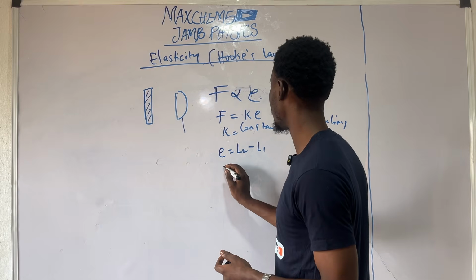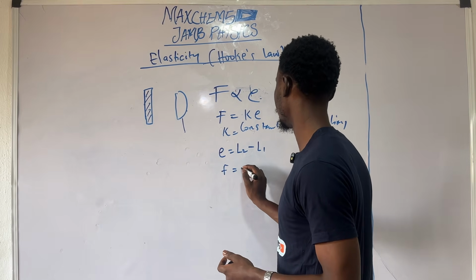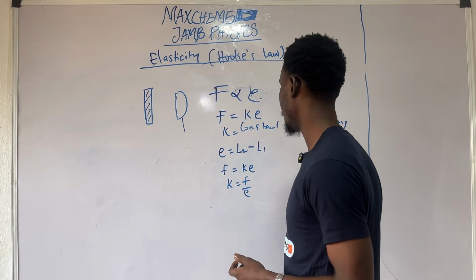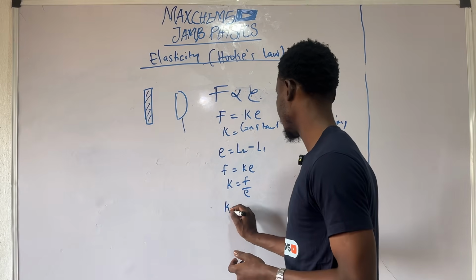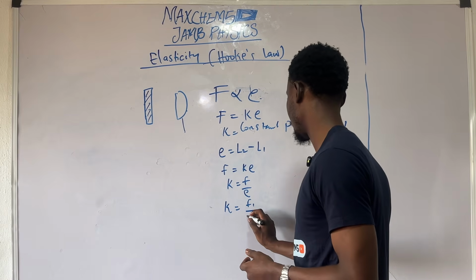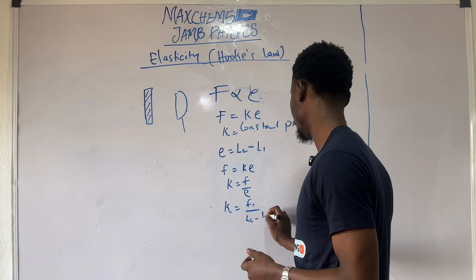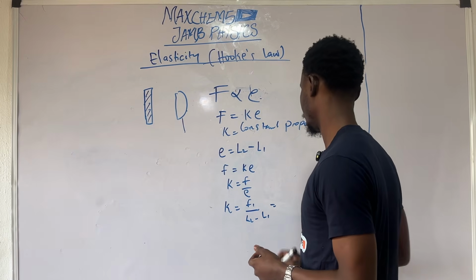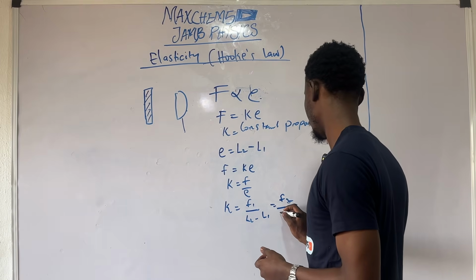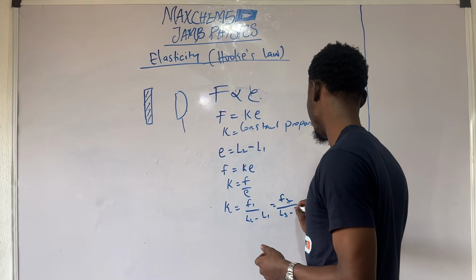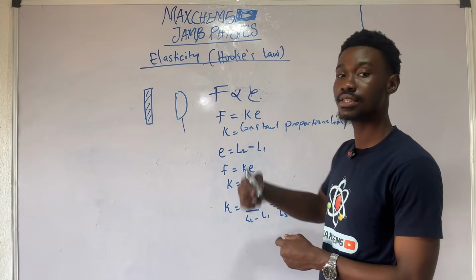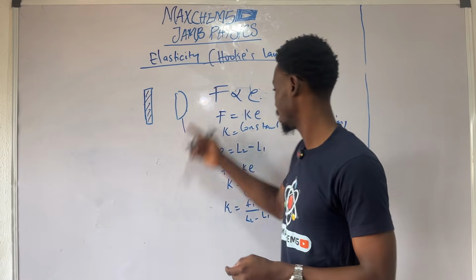Writing that, we can also imply that F is equal to KE, therefore K is equal to F over E, and we can write it using this format, that K is equal to F1 over L2 minus L1, and F2 over L3 minus L2. So this is a way of writing it proportionally to show in case you want to compare different lengths. This is how you express them.